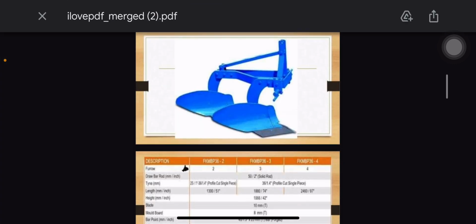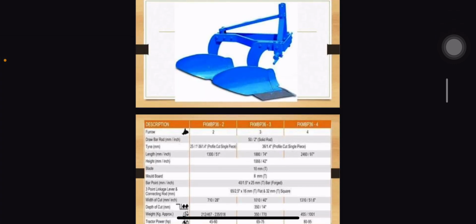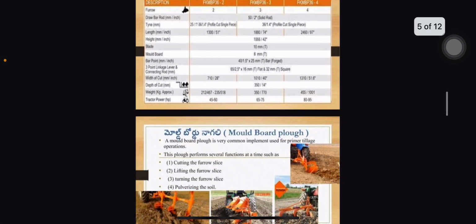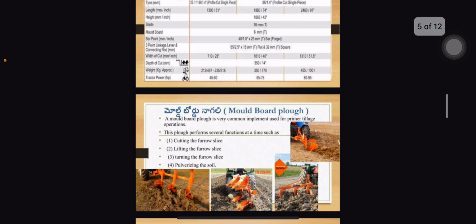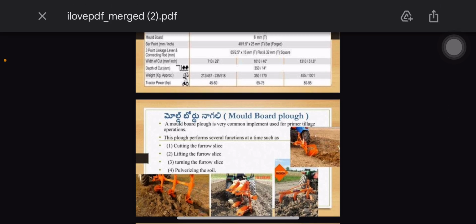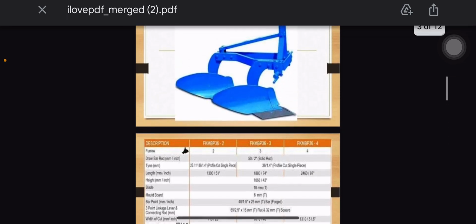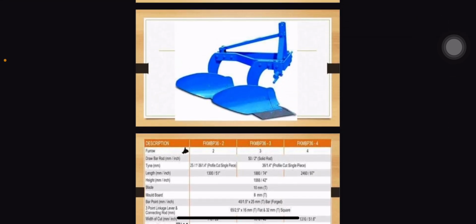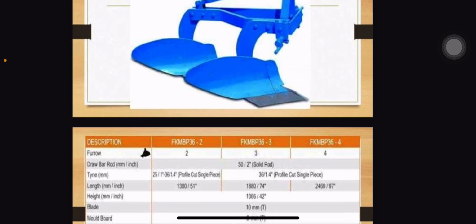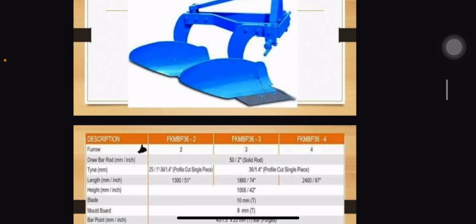This is the structure of the moldboard plough. The main function of the moldboard plough is to cut the soil, lift the soil, turn the soil, and pulverize the soil. If you see this moldboard, the whole portion is not the working point. Just this black portion is known as the share. This sharp point is known as the share. This share is the only working portion which penetrates into the soil.